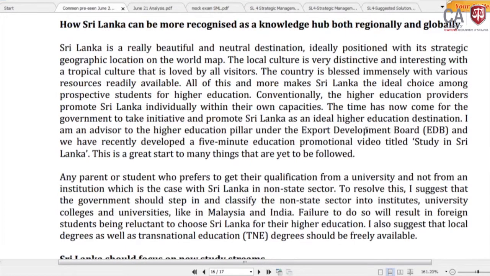Right, he is talking about how Sri Lanka can be more recognized as a knowledge hub both regionally and globally. Sri Lanka is a beautiful island, our culture is supportive to visitors, and we have a lot of resources in Sri Lanka. So students may be happy to come to a country like Sri Lanka. Right.